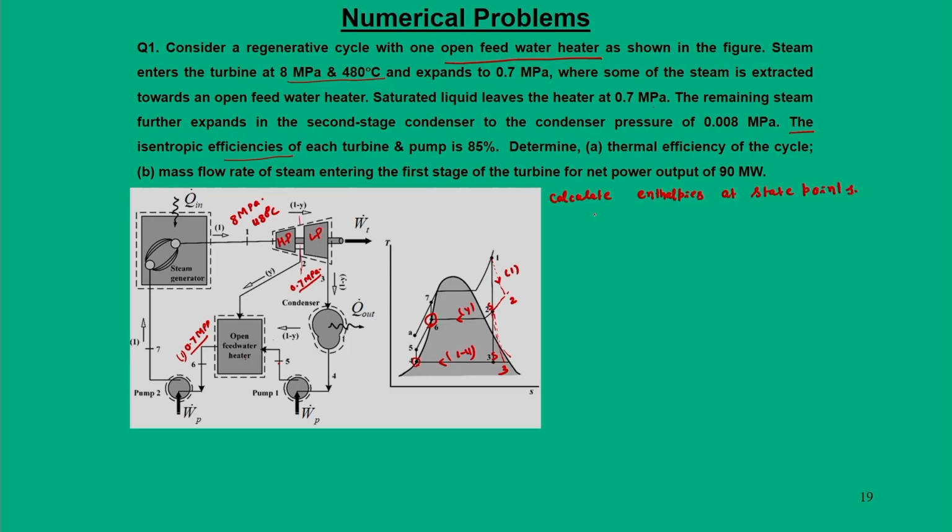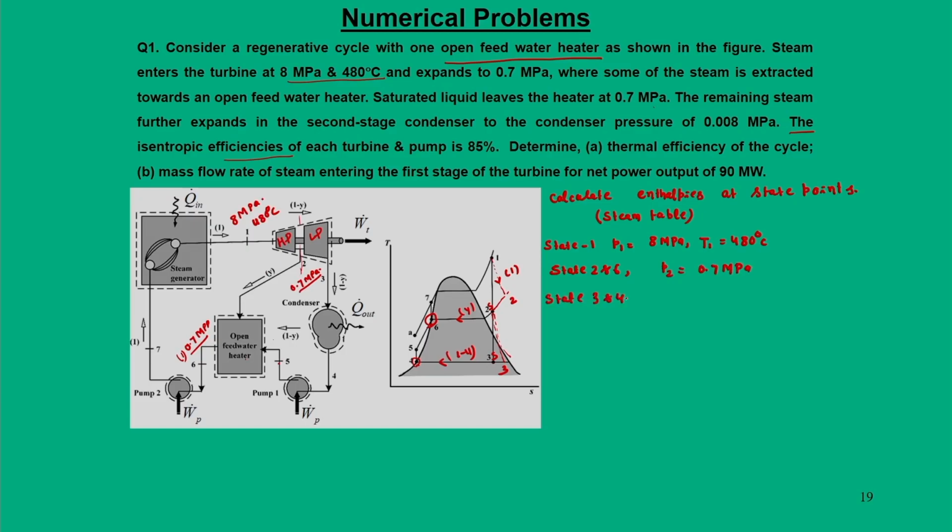To calculate all the enthalpies for the state points, we require the steam table. Now, for this steam table, what data do we know already? For state 1, P1 is 8 megapascal, T1 is 480 degree centigrade. For states 2 and 6, we have P2 as 0.7 megapascal.